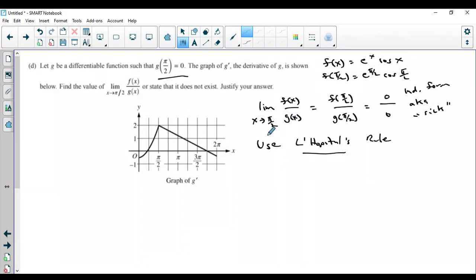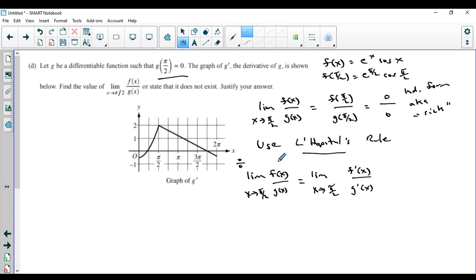It says that the limit of f of x over g of x as x goes to pi over 2, if and only if you get an indeterminate form, you then can say that it's equal to the limit of the derivative of f divided by the derivative of g. So you're looking at the ratio of the two derivatives of the numerator and the denominator. You're taking the derivative of the numerator by itself and dividing that by the derivative of the denominator by itself. There's no quotient rule here, people.